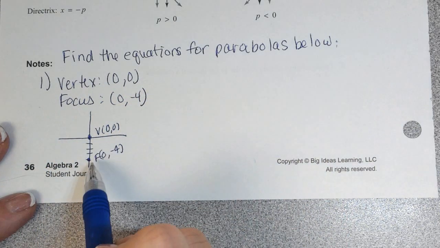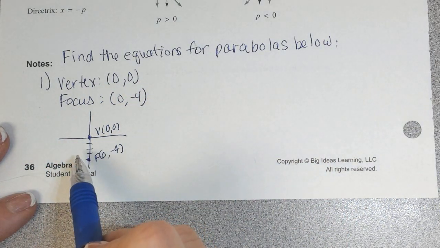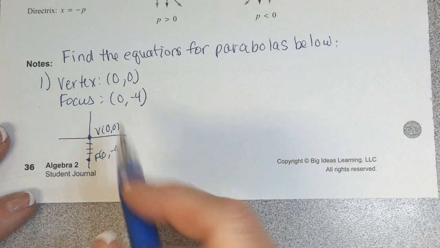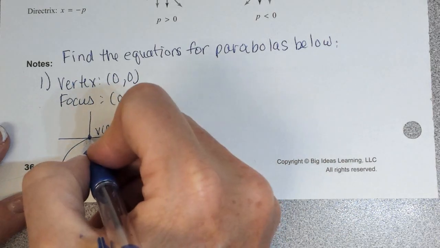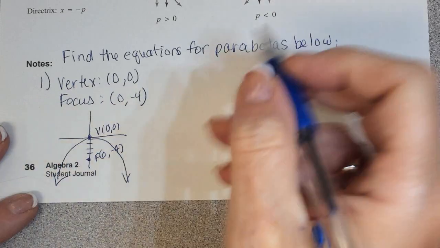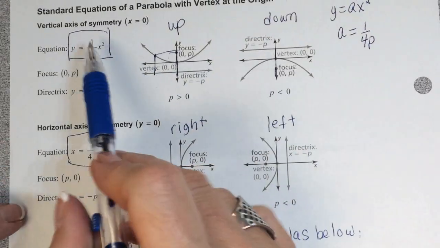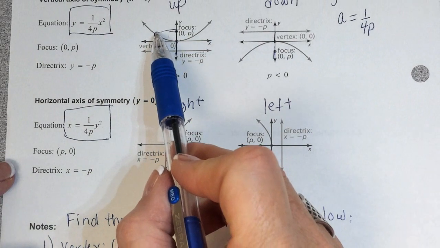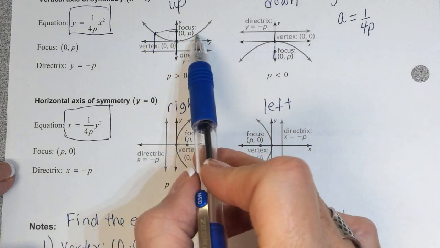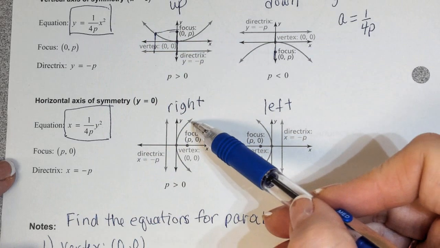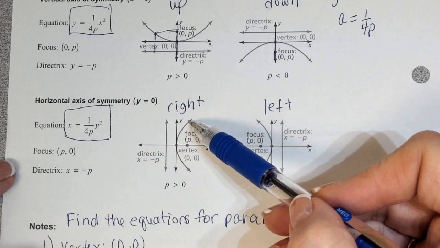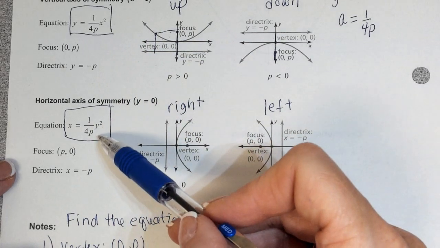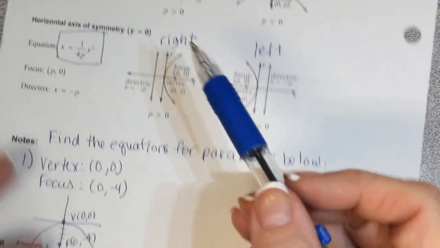Okay, so first of all, is this going to open up, down, left, or right? Down, because the focus has to be on the inside. If it opens down, I know it has to be a y equals equation. Here's the way I remember it. This has two x's, so it's x squared. See how this would have two y's, a y value here and a y value here, and this is y squared? That's how I remember it.